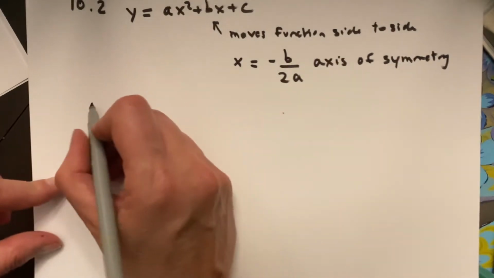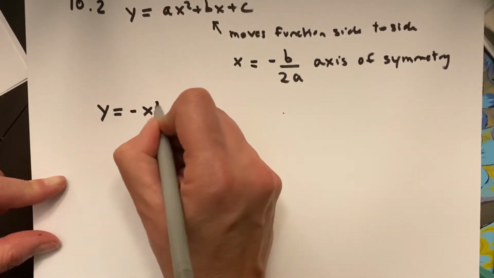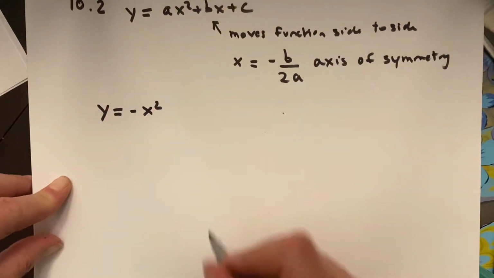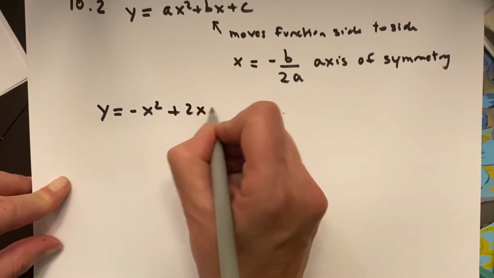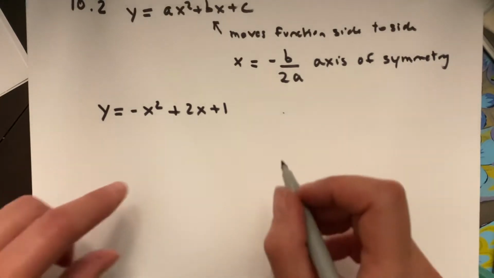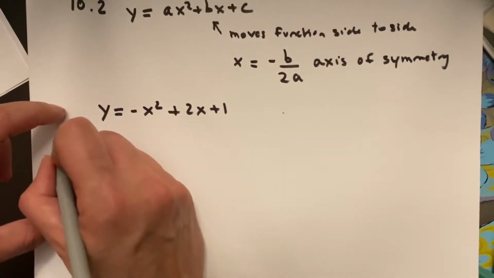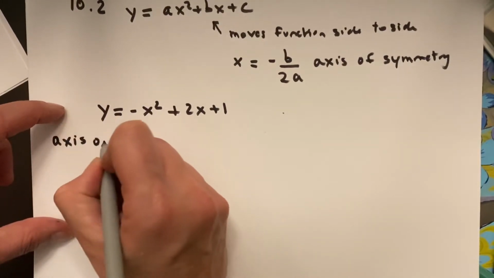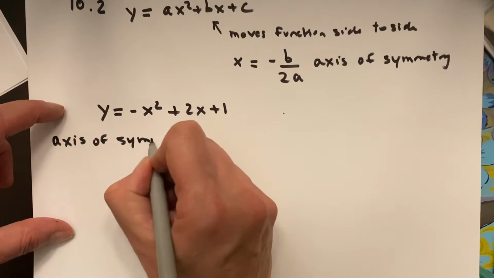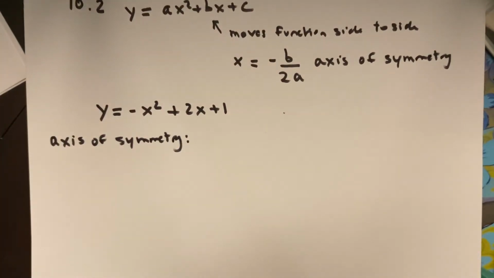So if I have this equation, for example, y equals negative x squared plus 2x plus 1, I, first of all, want to find what is my axis of symmetry so that I can graph my parabola. And this is very important. There are several questions like this on the test. You want to make sure you know how to do this.